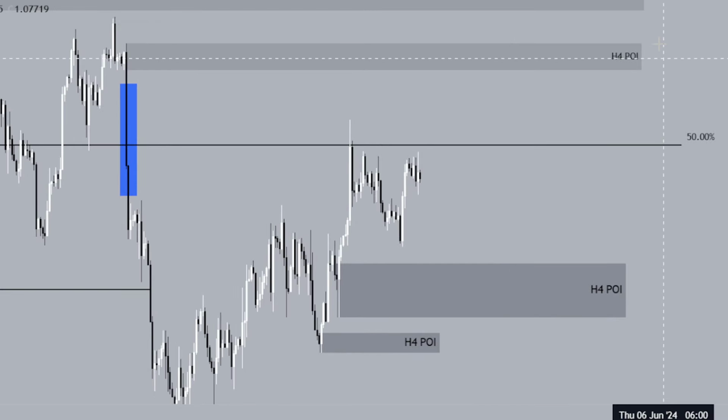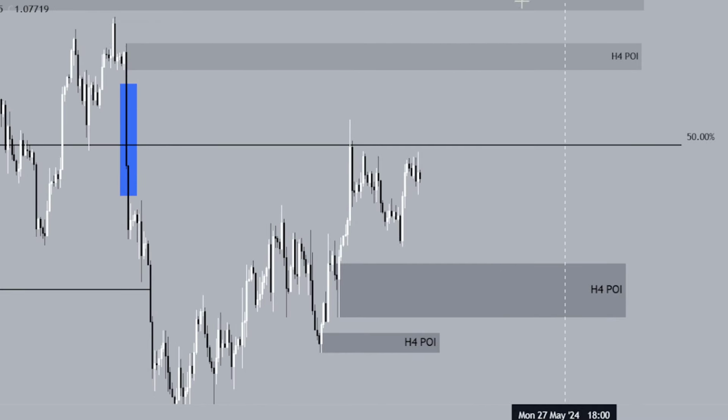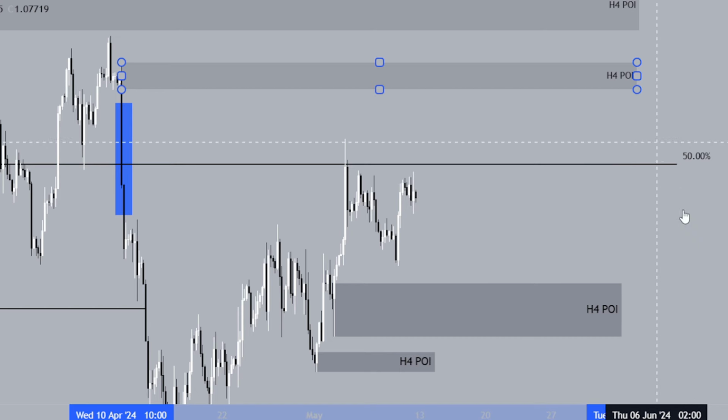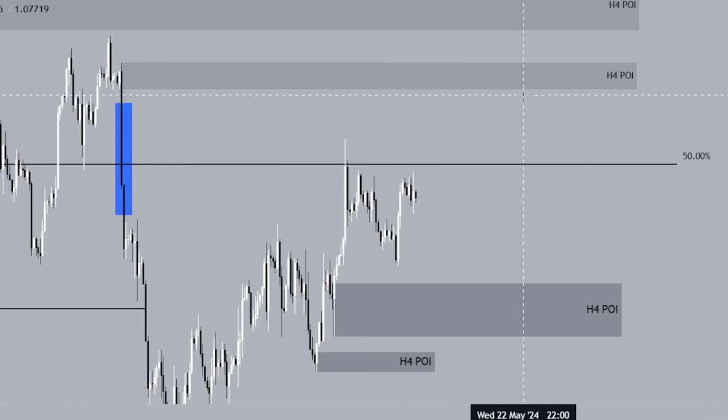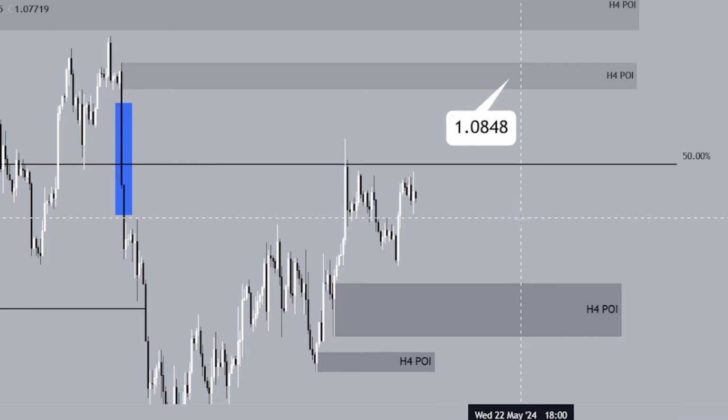So there's a couple of things, right? I overall think we're going to get up to at least this POI over here. So this is 1.0848, right? I'm even going to mark that here for people to see. So this is the next overall POI I expect price to get to.